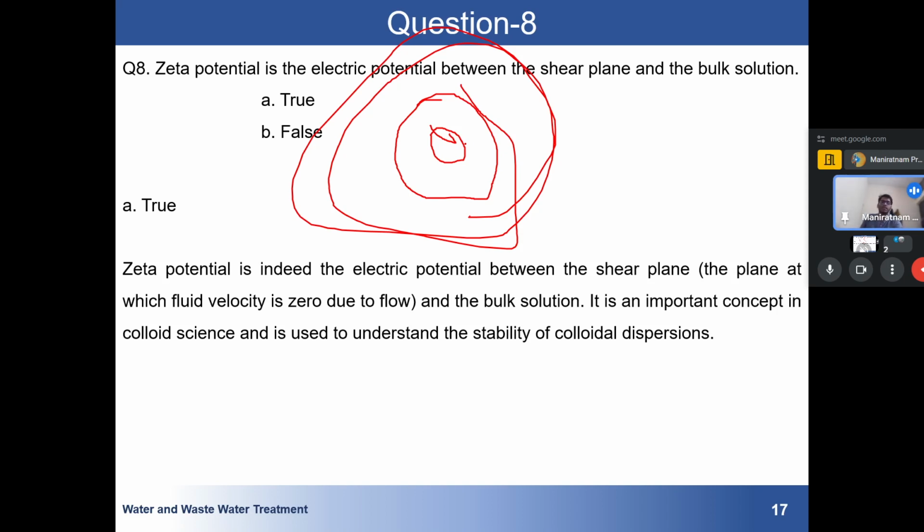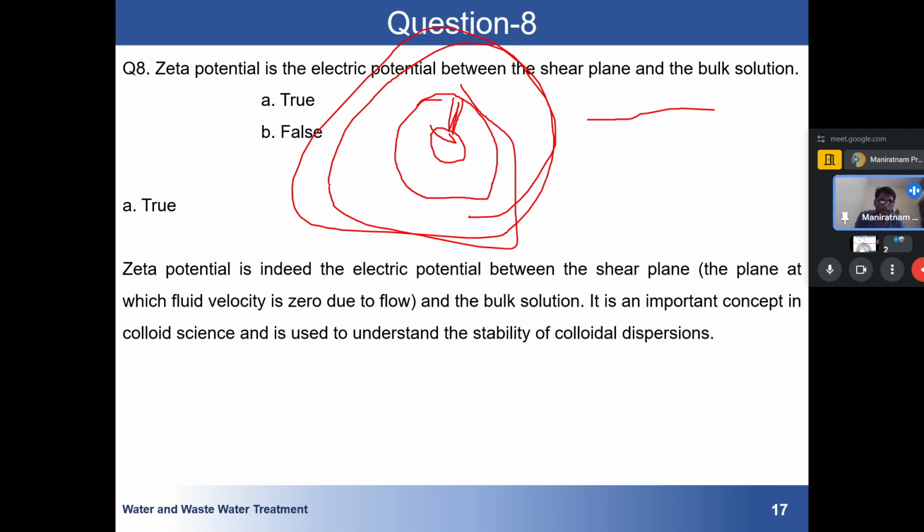Suppose I want to remove this colloidal particle. First, we have to pass this barrier of zeta potential. So we will be adding some chemical in such a way that it can destroy the potential that is around this colloidal solution. So in that way, this is a very important concept. I hope this is clear to you. So obviously, this statement is true.